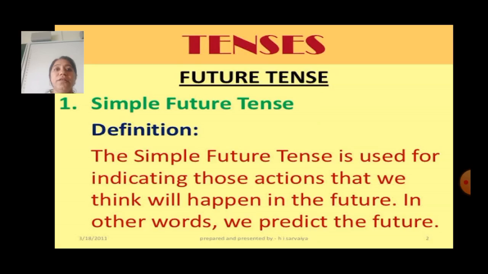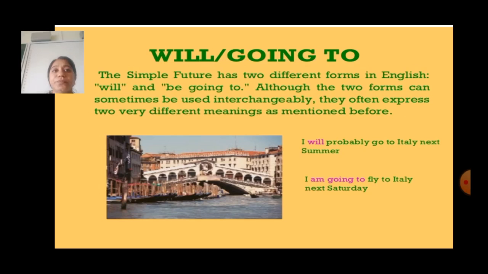Now let's see the definition. The simple future tense is used for indicating those actions that we think will happen in future. In other words, we predict the future. The simple future tense has two different forms in English, will and be going to. Although the two forms can sometimes be used interchangeably, they often express two very different meanings, as mentioned before.